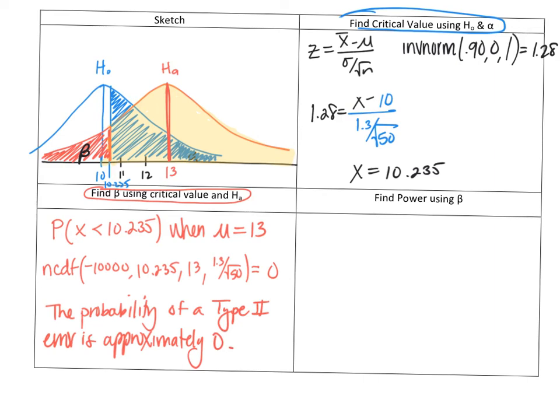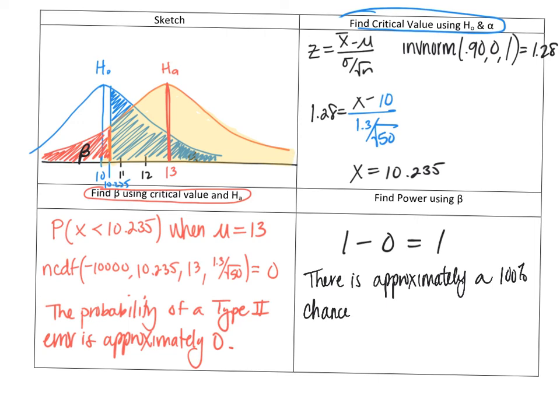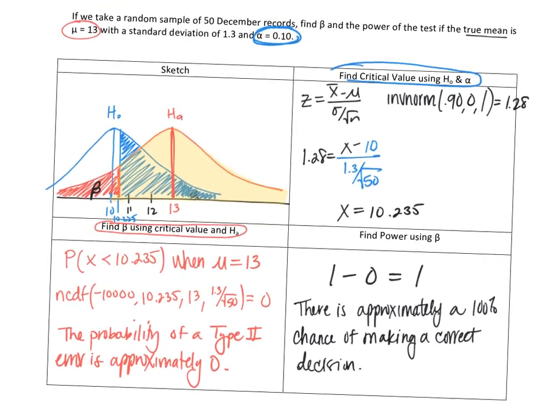All right, so what does that mean for power? Well, 1 minus 0 equals 1. So there is approximately a 100% chance of making a correct decision. So this is a really good test, a very strong test.